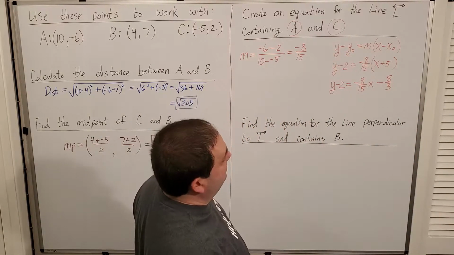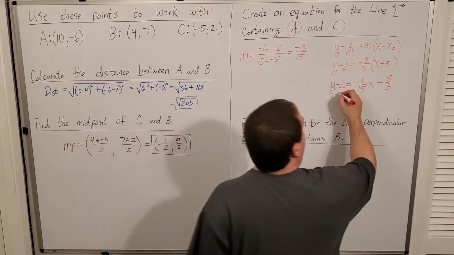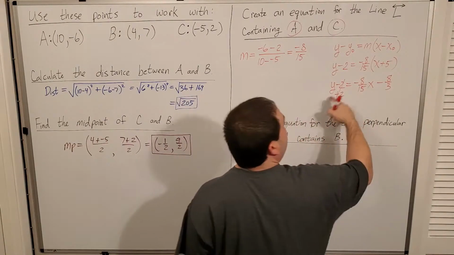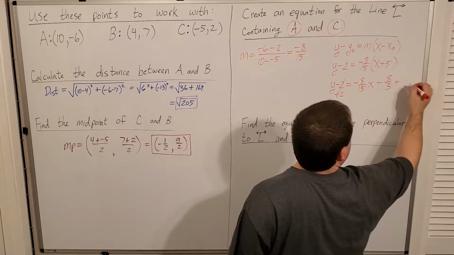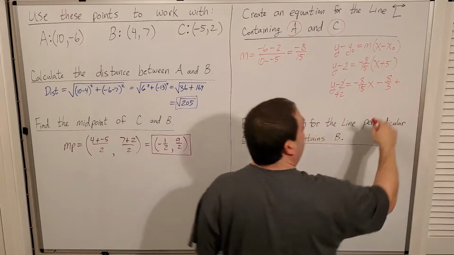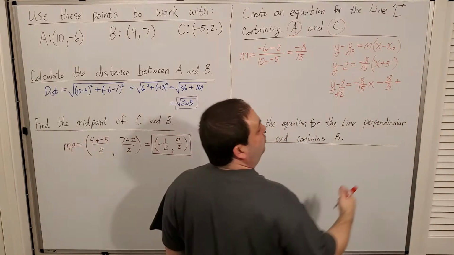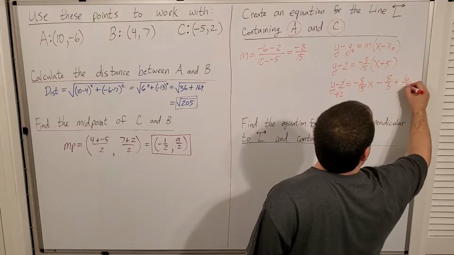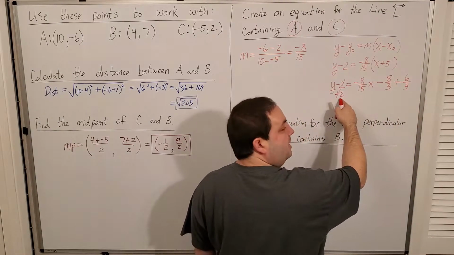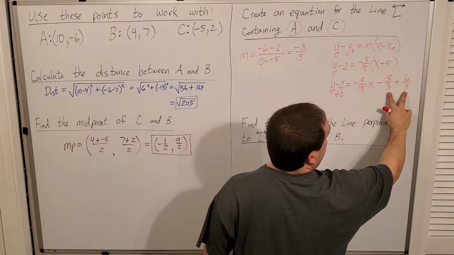To finish up in slope-intercept, I'm going to add 2 to both sides. Now right here, instead of the number 2, I'm going to write something with a value of 2, which is 6/3. 6 divided by 3 does have a value of 2, but notice I now have a common denominator.